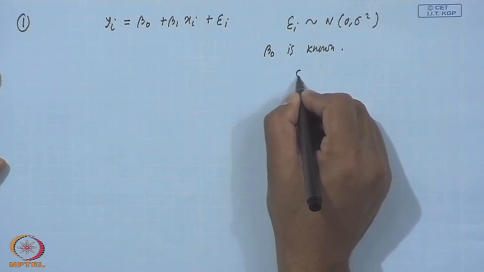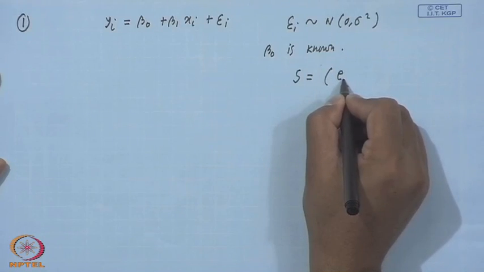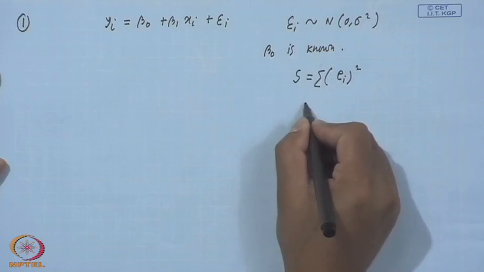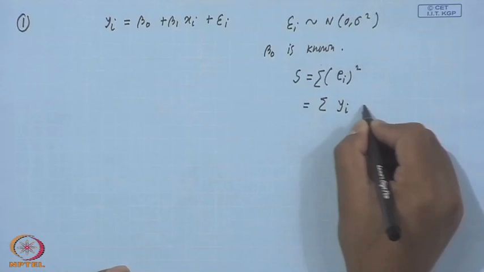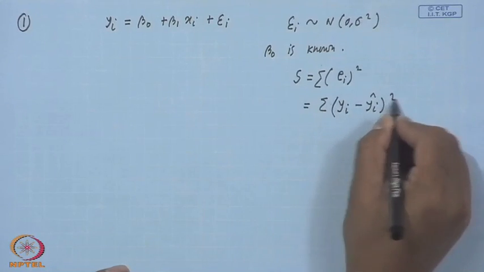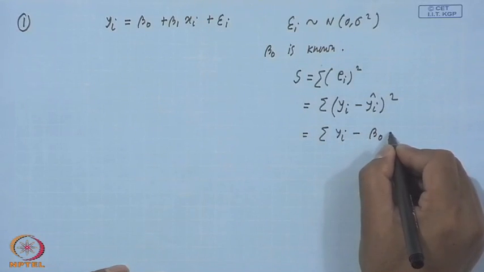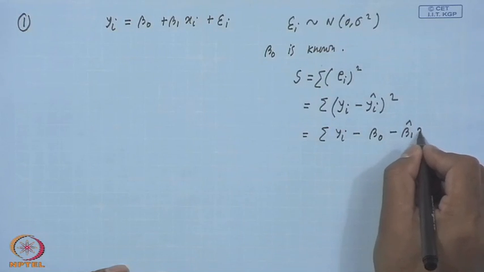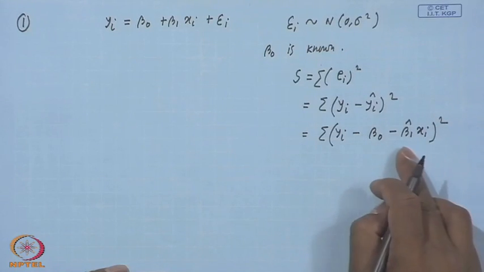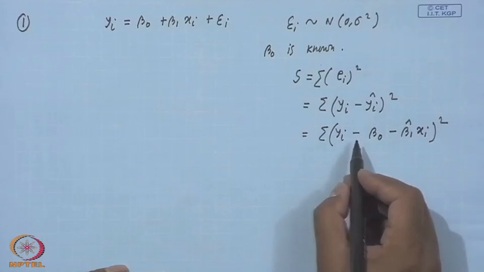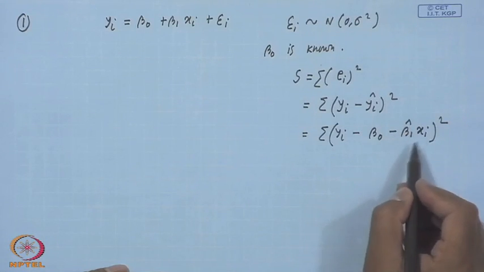We will compute the least square function S, which is equal to summation e i square. Okay. What is e i square? e i square is y i minus y i hat square, which is equal to y i minus beta naught minus beta 1 hat x i, squared. So, see here I did not put hat on beta naught because this is the parameter we do not need to estimate, we have to estimate only beta 1. And then this is the least square function, and then you find beta 1 hat in such a way that this is minimum.